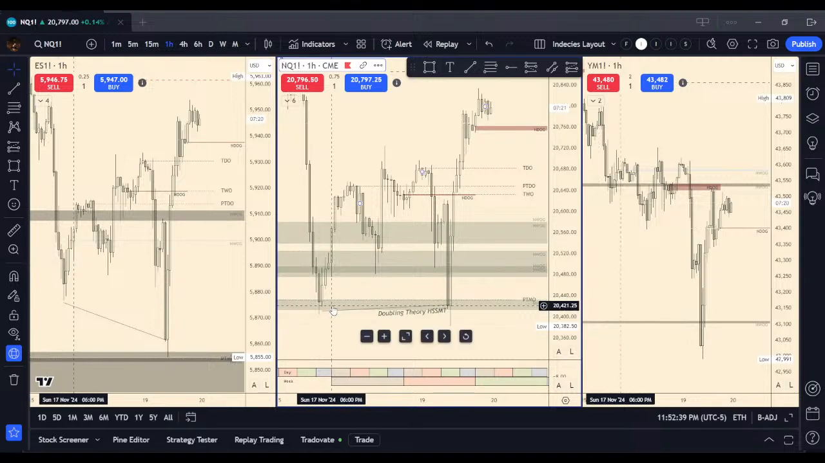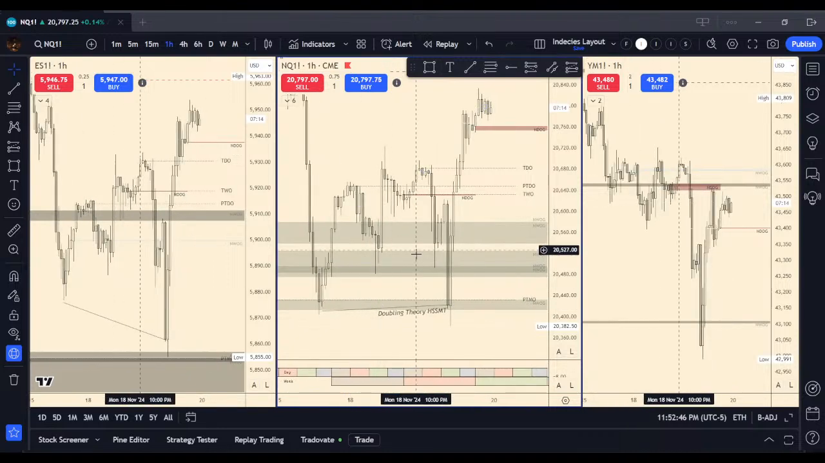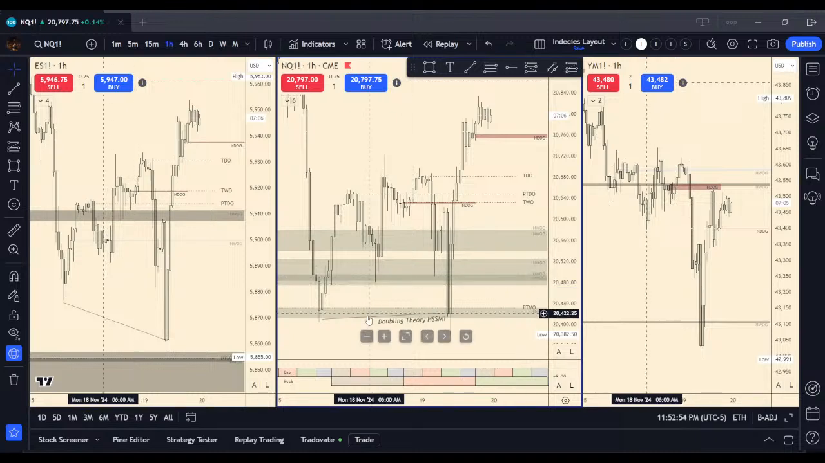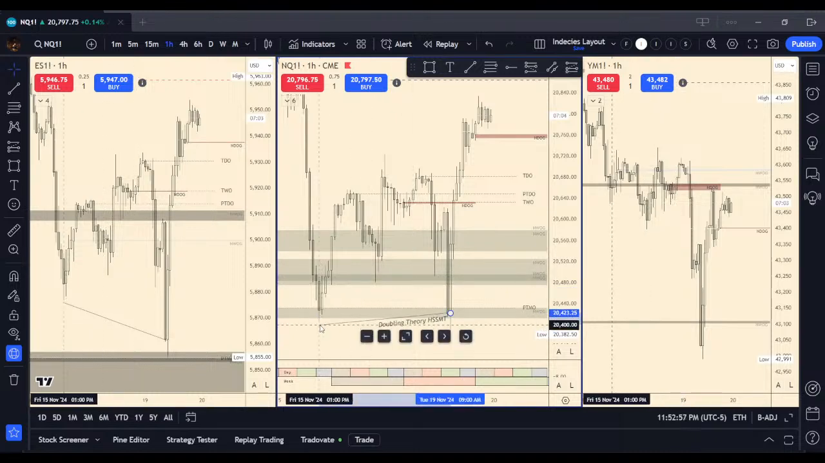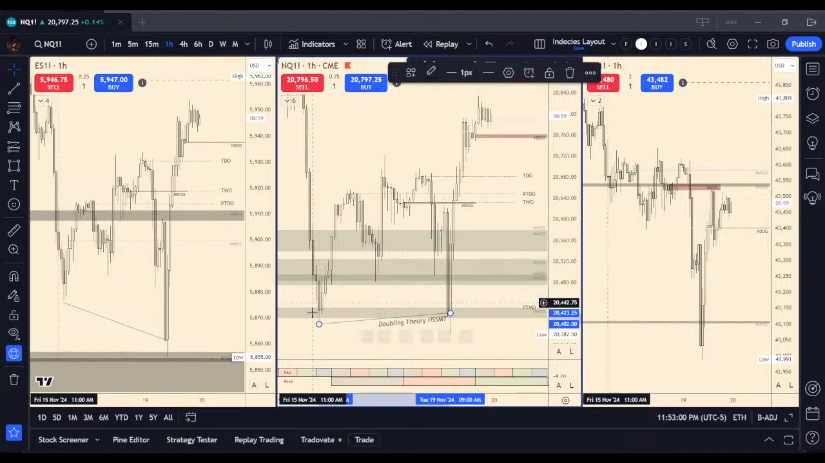There's other applications for doubling theory. This isn't the only sort of categorization or piece of price action that you can label as doubling theory. This is one of them. There's more, but this is one of the applications: instead of comparing the previous quarter, you're comparing to the one before it as well.